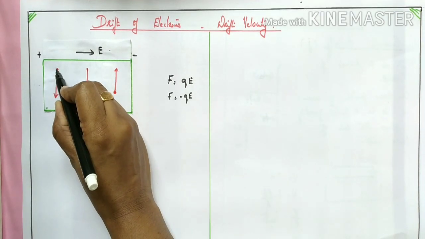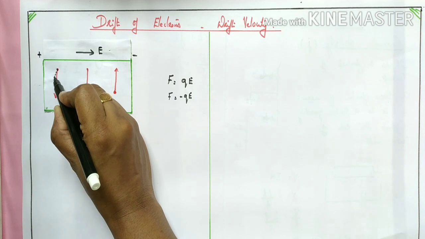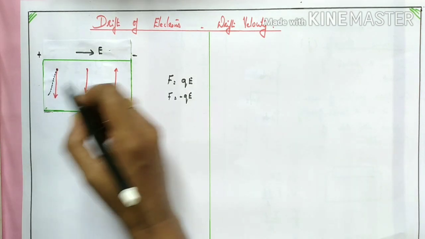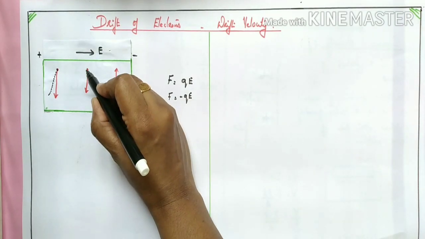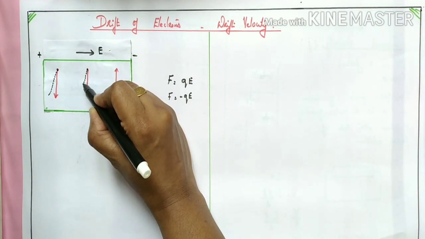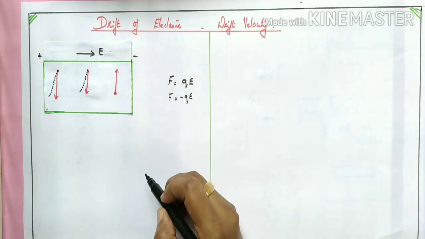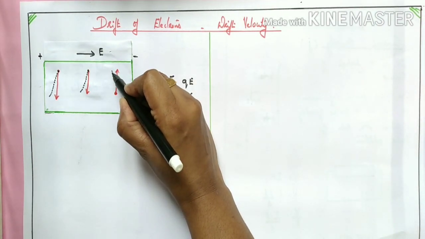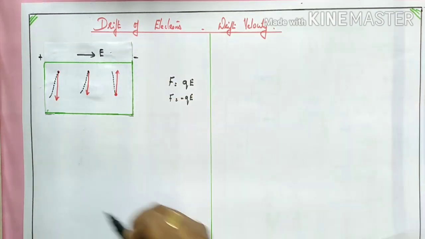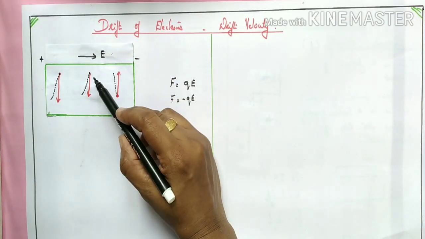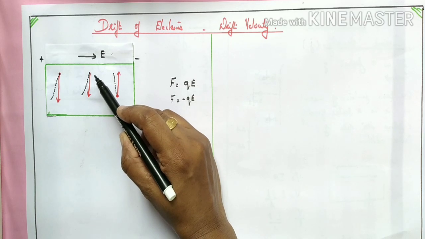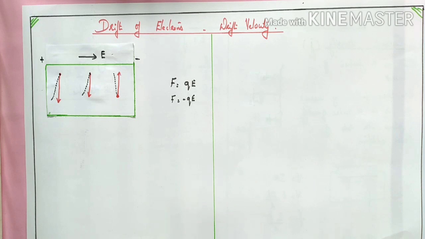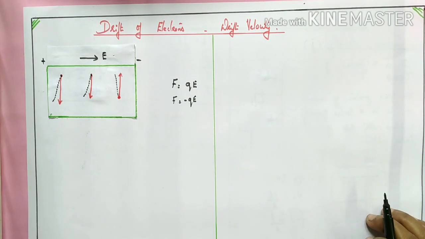Therefore, this electron experiences a force and it drifts towards the left side. Here also this electron experiences a drift in the direction opposite to the electric field. Here it experiences a force in the opposite direction. So these electrons moving in a straight line experience a drift, due to the external electric field.